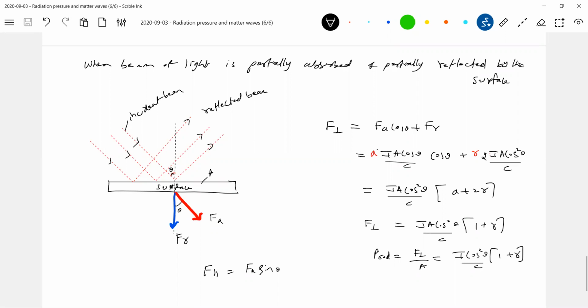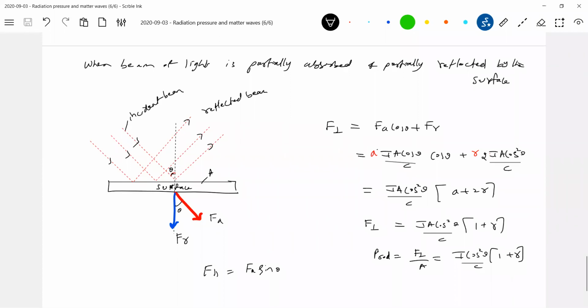What is the approach? Number of photons striking the surface per second. Is the beam of light incident normally or at an angle? That's what you have to check. From that, you should calculate the number of photons incident. Then you should calculate the force. How will the force act? The force will act in the direction of the incident beam.